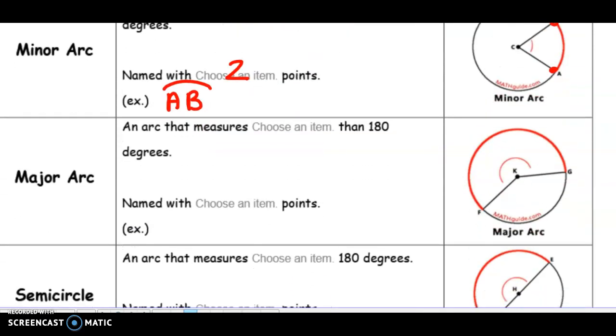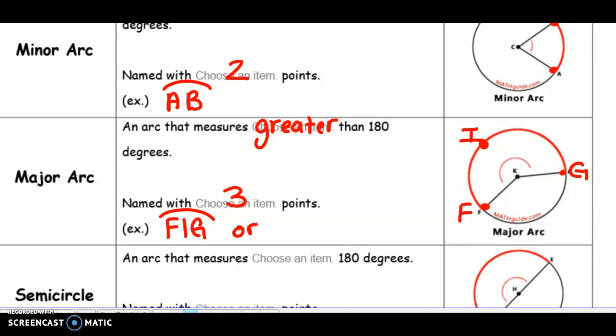A major arc measures greater than 180 degrees. It is named with 3 points. So in our example to the right, we have point F. We would need one more point in between points F and G. For example, I could say I, and we would name this arc FIG, or you can name it GIF.